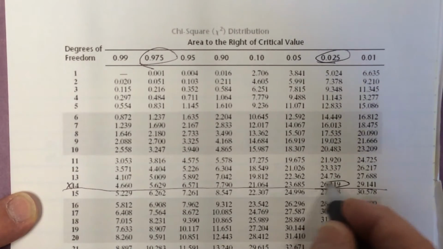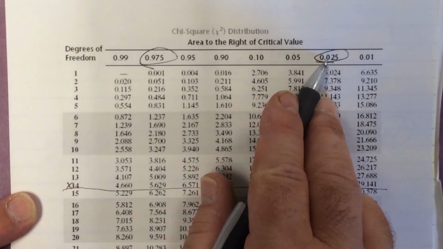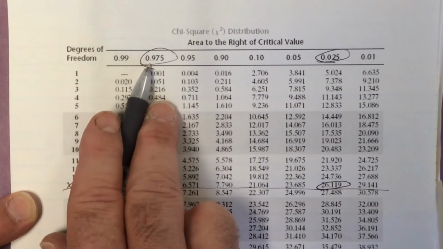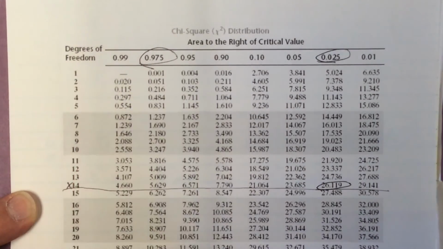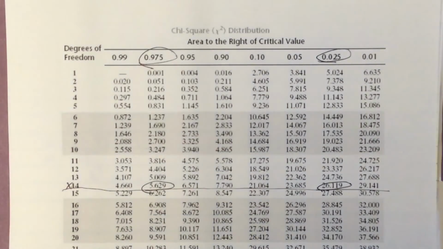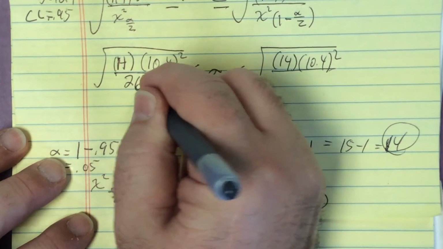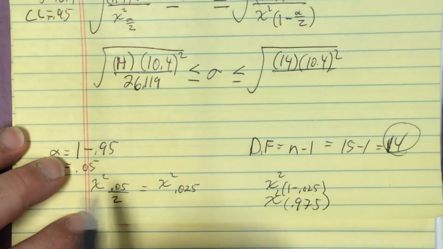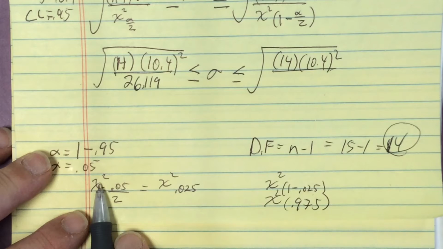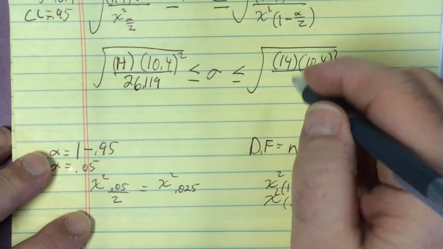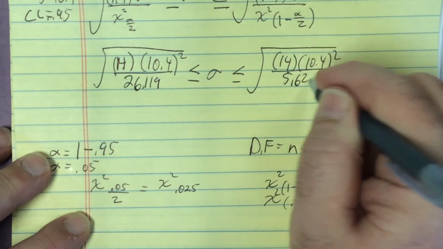So going down here, where the alpha divided by 2 is equal to 0.025, we're going to use the value of 26.119. And then where we have the alpha divided by 2 equal to 0.975, we have the value of 5.629. So these are the two values that are going to go into the denominator here. So this is going to be 26.119. Now you may see that the chi is squared. That's how it comes in the formula. We don't need to touch that. We don't need to square that. And then the value that's going to go over here is going to be 5.629.